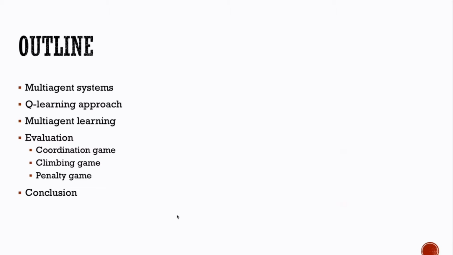First we will discuss a little bit about the multi-agent system. Then we go very quickly through the Q-learning approach, and then some of the methods that we try to make the multi-agents in the system cooperate, and then we evaluate them through some of the games they usually use in multi-agent systems, and then jump to the conclusion.